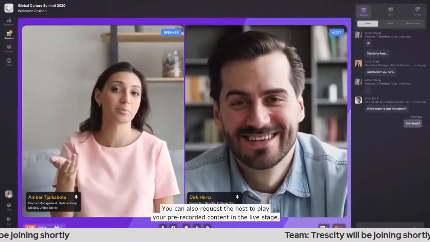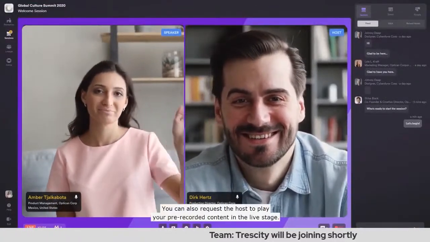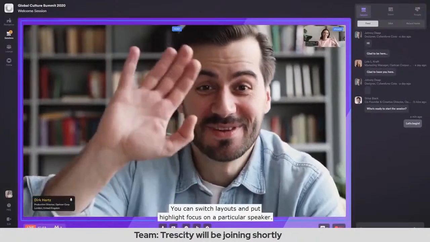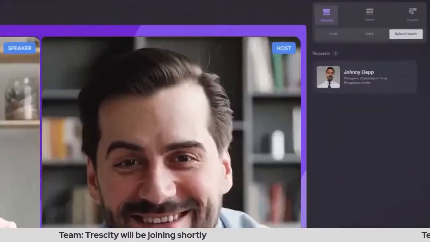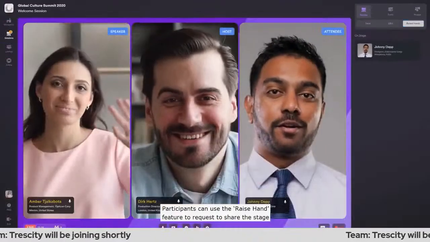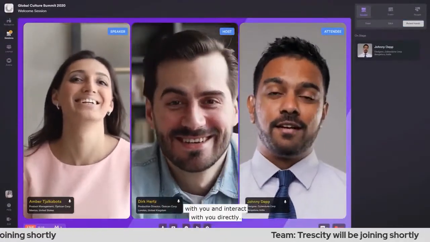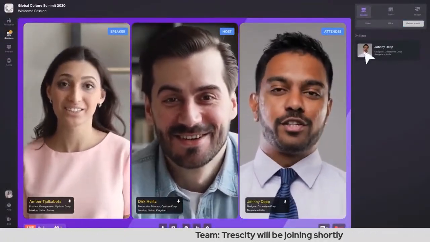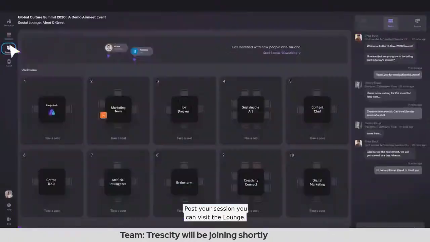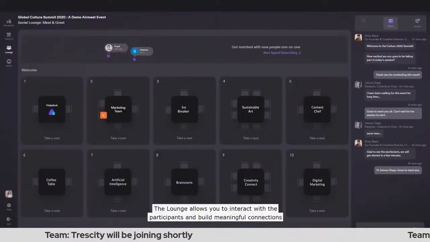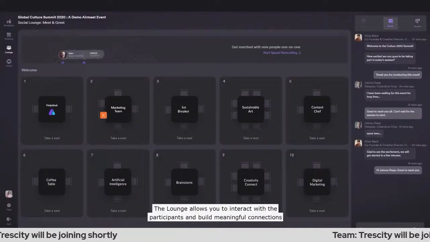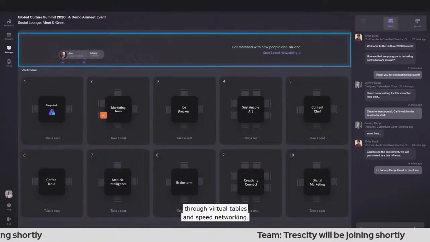You can also request the host to play your pre-recorded content in the live stage. You can switch layouts and put highlight focus on a particular speaker. Participants can use the raise hand feature to request to share the stage with you and interact with you directly. Post your session, you can visit the lounge. The lounge allows you to interact with the participants and build meaningful connections through virtual tables and speed networking.